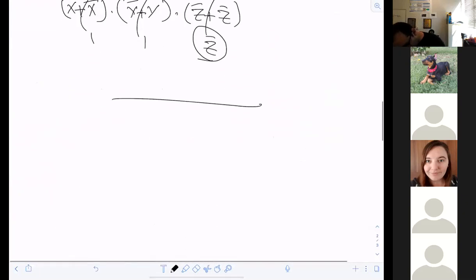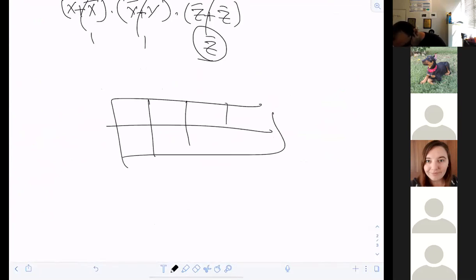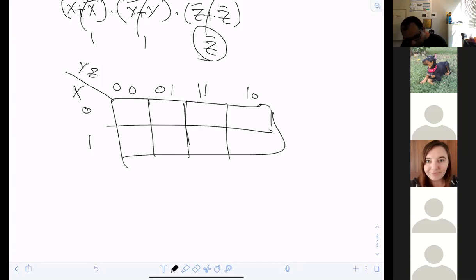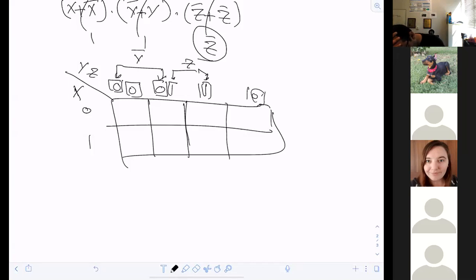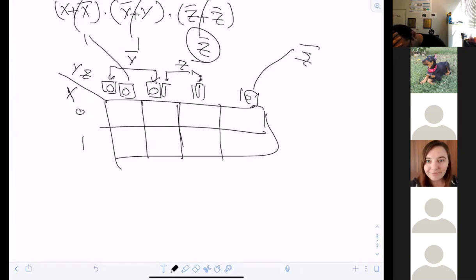No, wait, I'm confused. Don't worry about the confusion. Anyway, X, Y, Z, 0, 1, 0, 0, 0, 1, 1, 1, 1, 0, right? Look carefully. Here's 0. So this is Y complement if they're both 0. Yes. Now this is 1, 1. So here is what? Z. All right? Here is 0, 0. So those are going to be Z complement. Those are what?